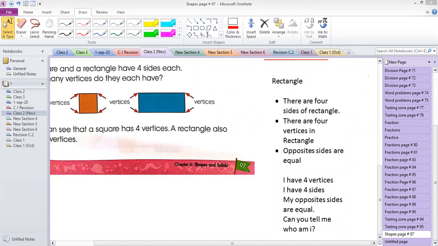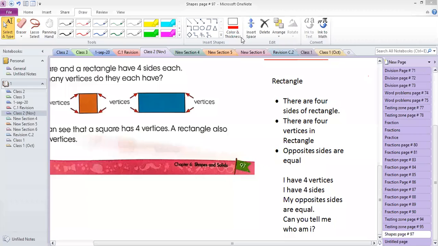Guys, participate in the chat room, please. Adam is saying rectangle. Whose mic is open? Let me unmute all of you and then I will ask. Yes, guys. Can you tell me the answer?